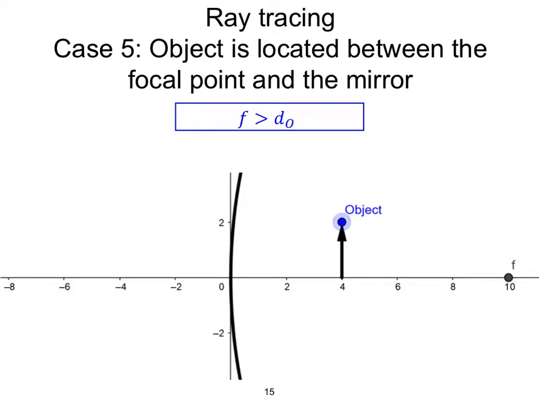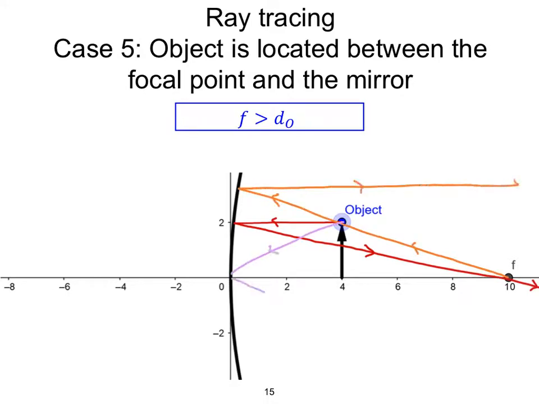The final case is when the object is located between the mirror and the focal point. First, let's draw the parallel ray, then the focal ray, and last, the central ray. But it seems like we have another problem. These rays will never converge either.